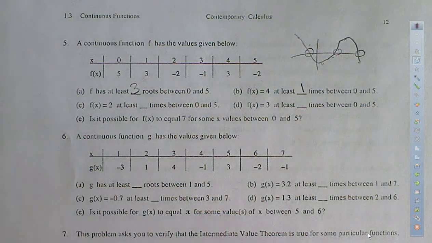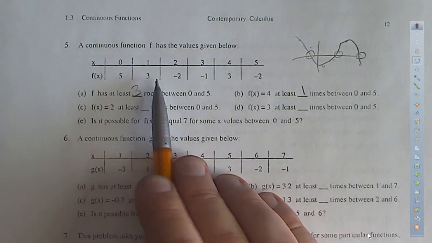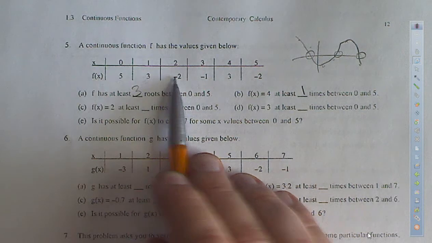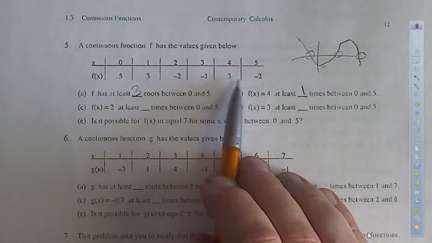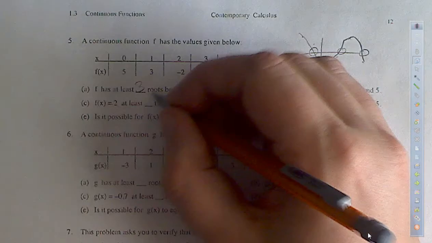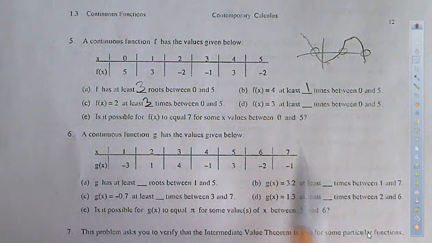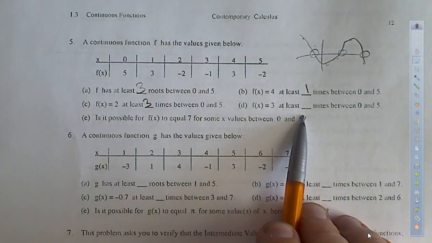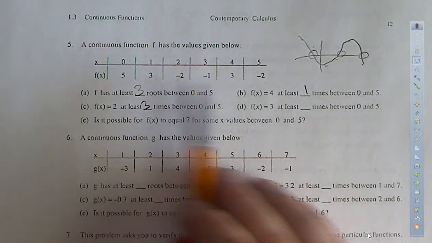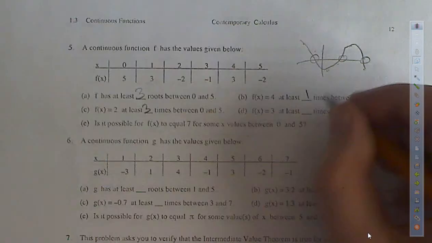F of x equals 2 at least. So it has to equal 2 somewhere between 3 and -2, somewhere between -1 and 3, and somewhere... F of x equals 3 at least 2 times.